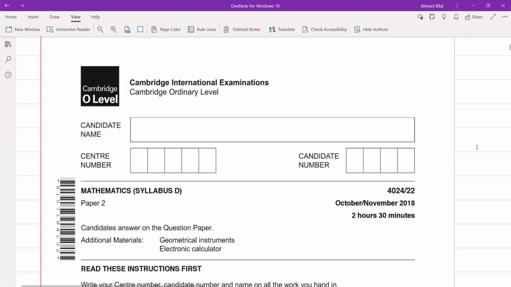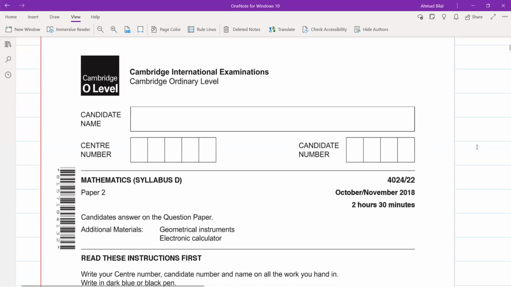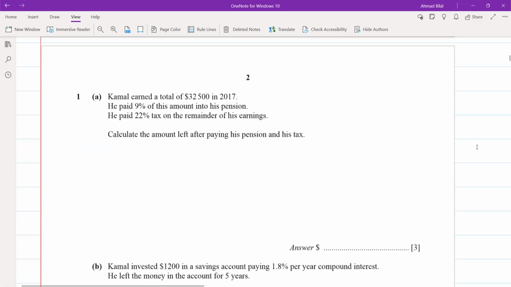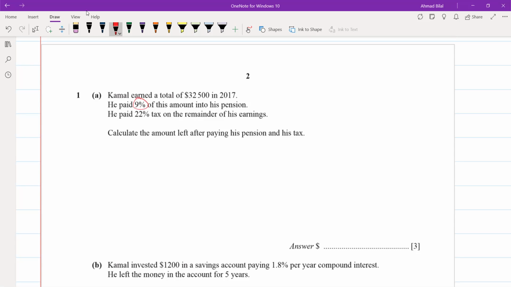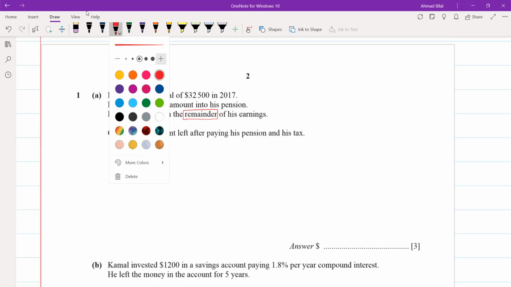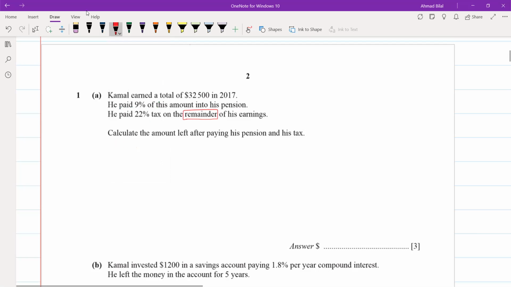Okay, so October, November 2018, paper 2, variant 2. Let's start with this. We have the first question here. Kamal earned a total of 32,500 in 2017. He paid 9% of this amount into his pension and 22% tax on the remainder of his earnings. So on what was left over, he paid 22% tax. Based on this information, we are supposed to calculate the amount left after paying his pension and his tax.